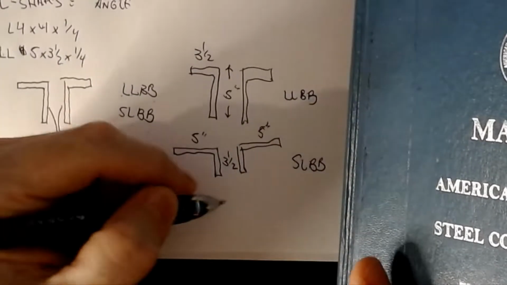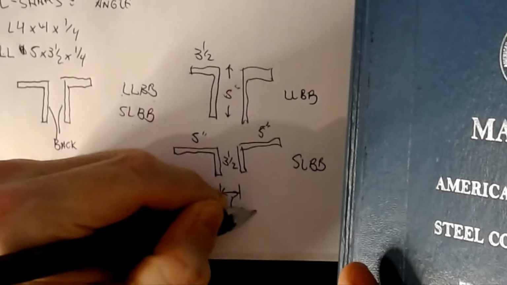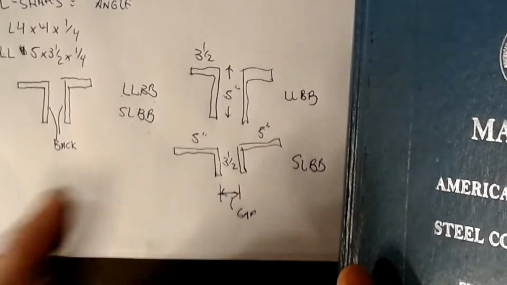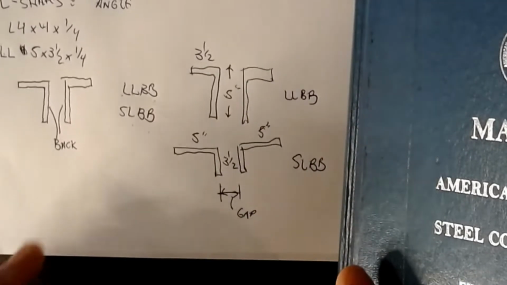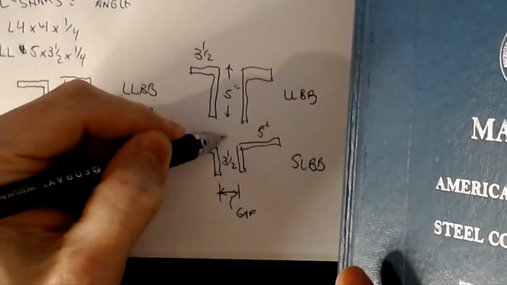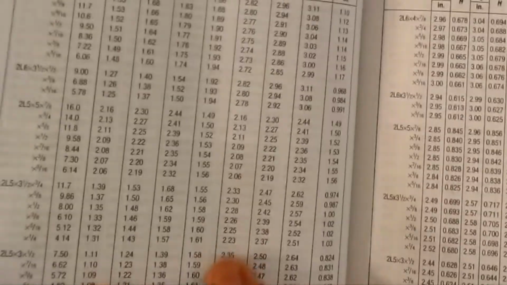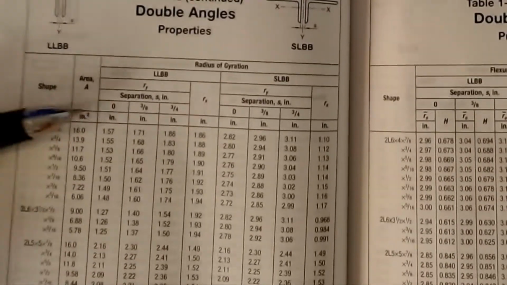Now, one other dimension that you have to pay attention to, especially on double angles, is this gap dimension. Because as I spread that further and further apart, I start to change the section properties. In particular, the moment of inertia with respect to the y-axis starts to change, because the centroid of these is still down the middle. Okay, but that's the designation, and that's what it means. And all of that is tallied for you here.